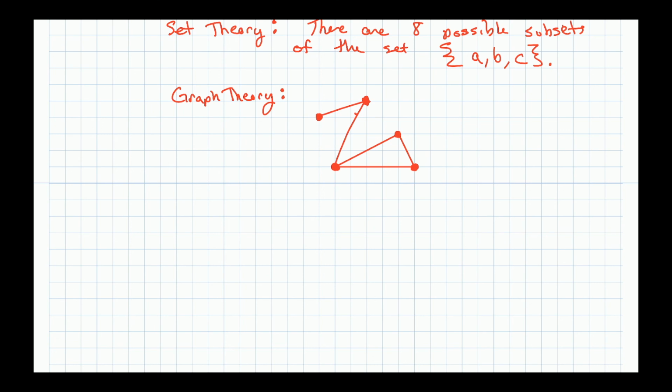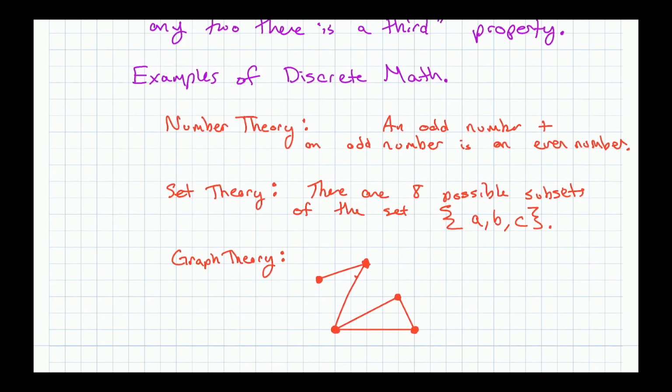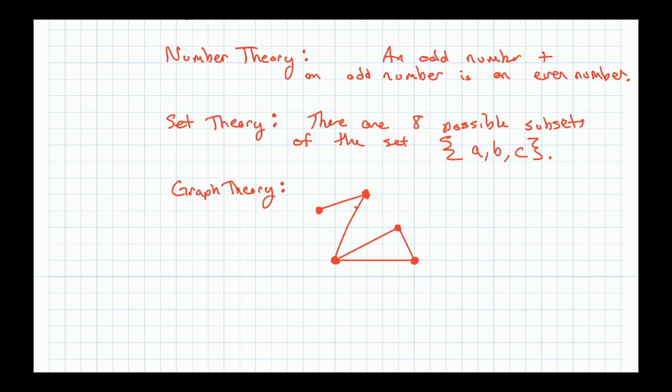And again, it's discrete mathematics because there's a finite set of vertices. There's no property of between two vertices there's another vertex. There's no property that between two edges there's another edge, nothing like that. So all of these kinds of things just fall under the umbrella of discrete math.